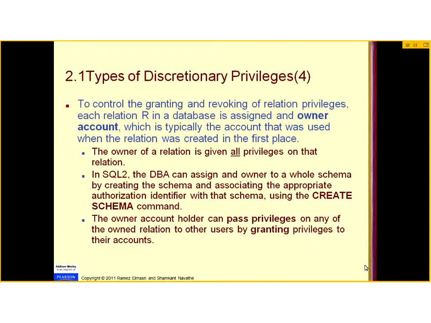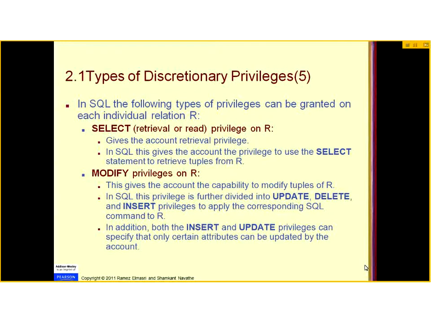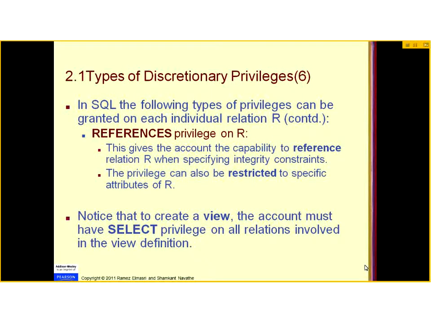And to control the granting and revoking of relation privileges, you can, in a database, assign the privilege of the owner to the owner account. So the owner gets all the privileges, and the owner can authorize someone by granting the privilege, and for this purpose, they use the grant command. So the privileges can be granted to each individual for select and for modify, and the privilege can be granted on a relation.